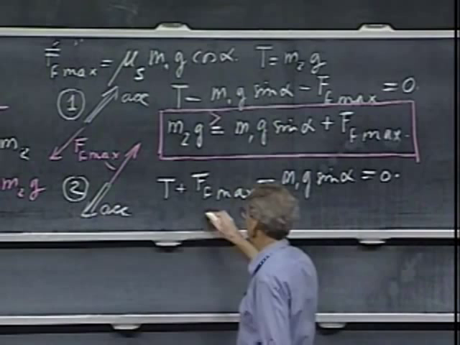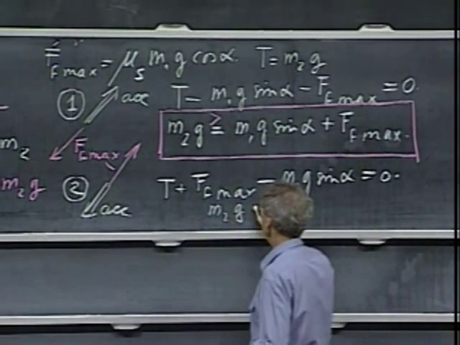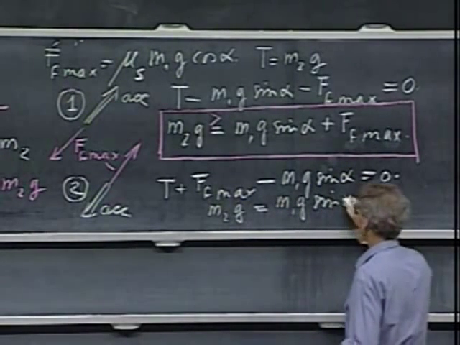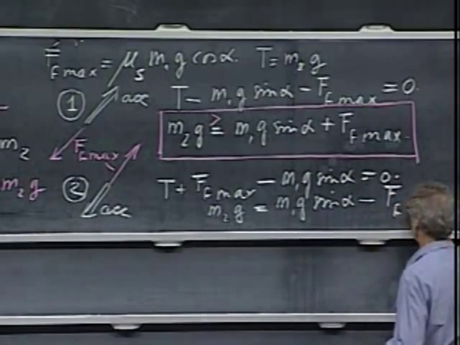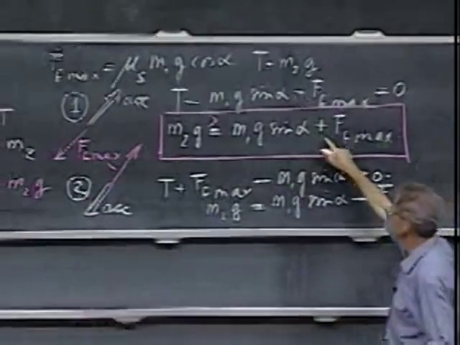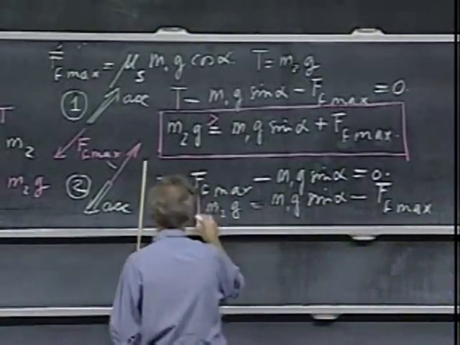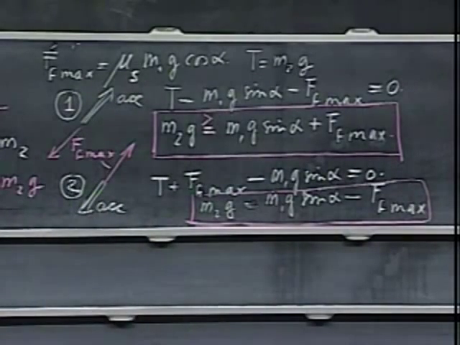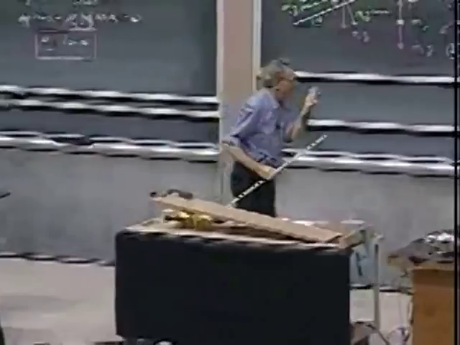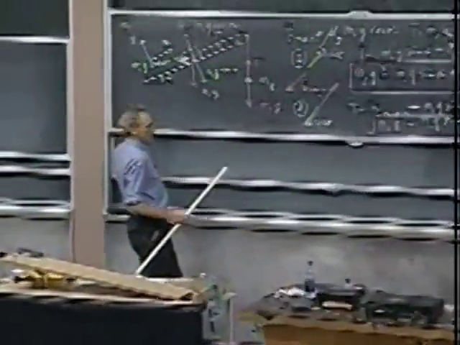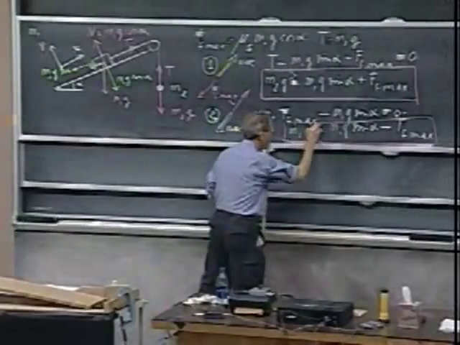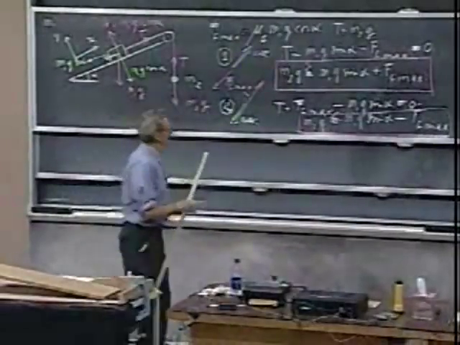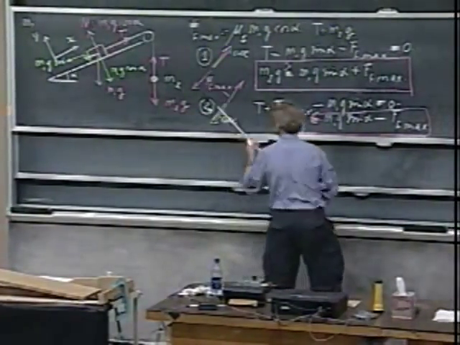We know that this is m2g. So m2g equals m1g sine alpha minus f max. Notice the difference. There's a plus sign here, there's a minus sign here. The object is still not moving, but if I make m2g a hair less, just a teeny little less, it will definitely start to accelerate downwards. So if I make this a smaller-than sign, the object will start accelerating downhill. This is condition 1, this is condition 2.